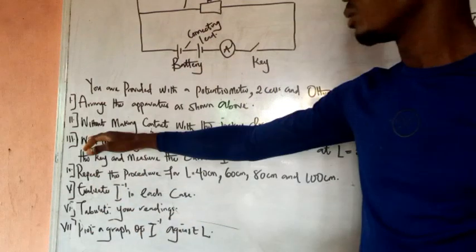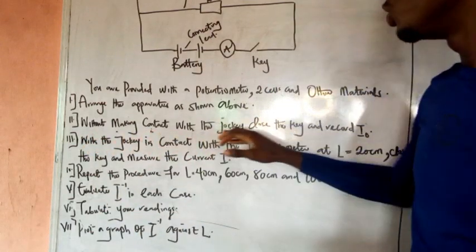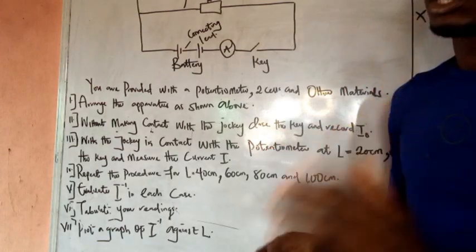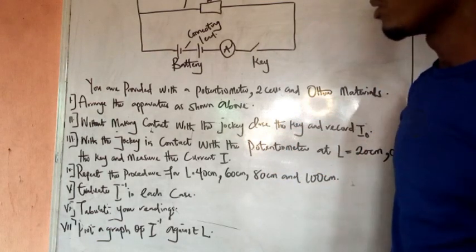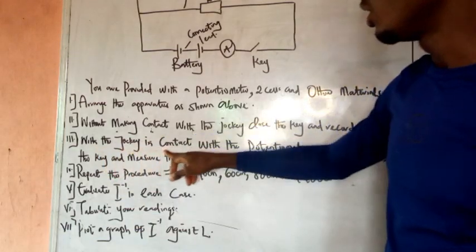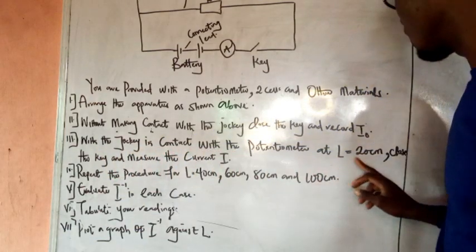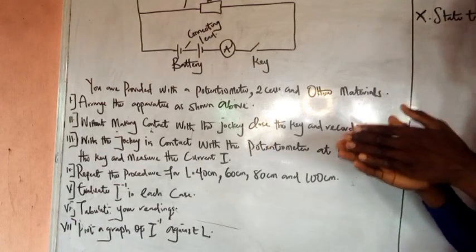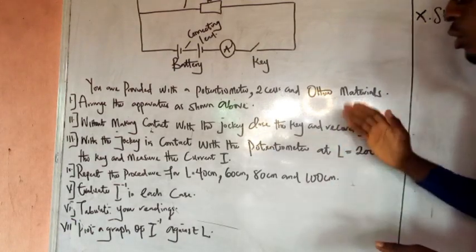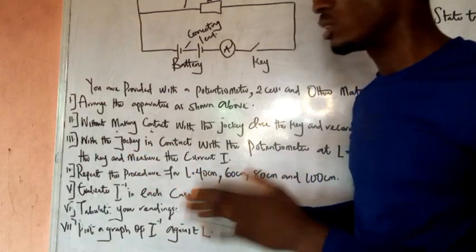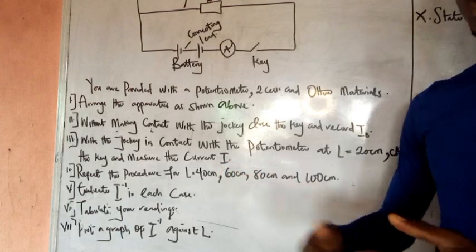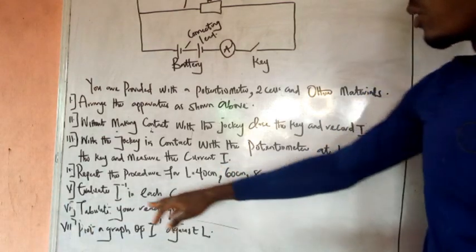The second step says, without making contact with the jockey, close the key and record I naught, the current I naught. We are recording that. Then with the jockey in contact with the potentiometer at L equals 20 centimeters, that means we make contact with the potentiometer at 20 centimeters, close the key and measure the current I. So we are having values of current being measured at various distances. Now let's look at the next step.